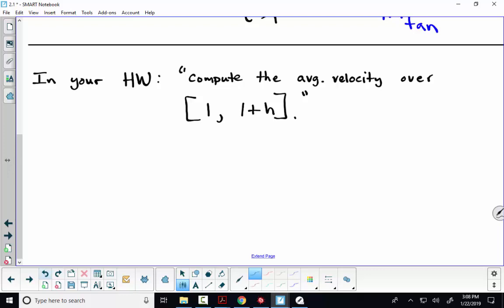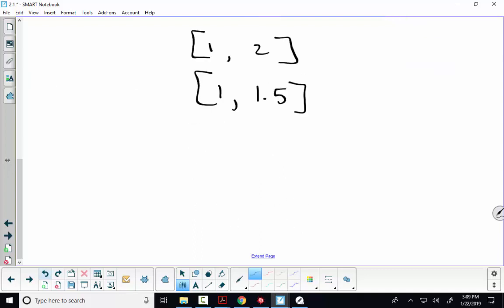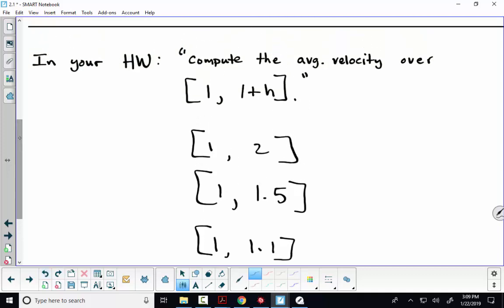So this, I think, maybe makes sense when we think about the last three computations that we looked at. We went from 1 to 2, and then from 1 to 1.5, and 1 to 1.1. So why on earth would we compute the change from 1 to 1 plus h? What would that do for us?